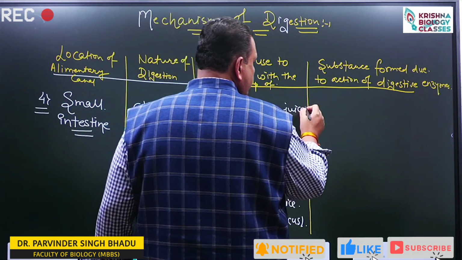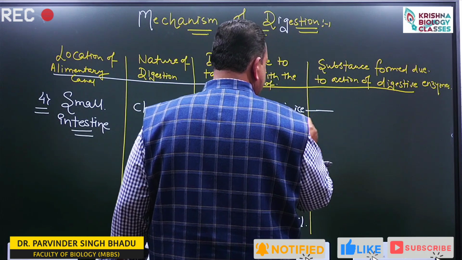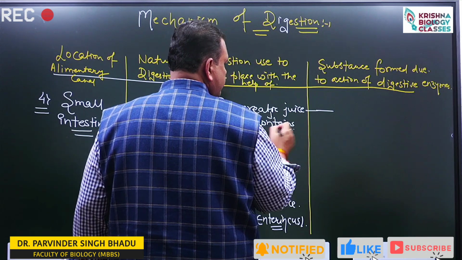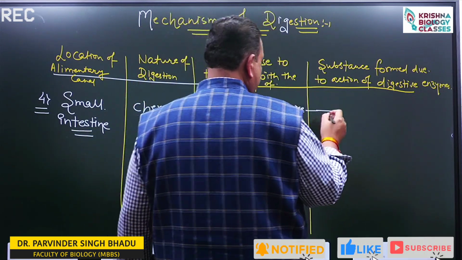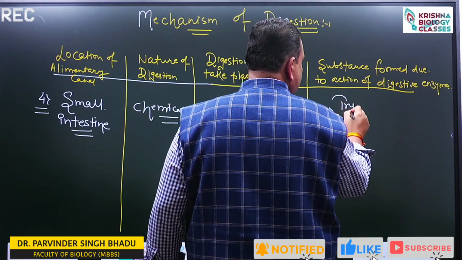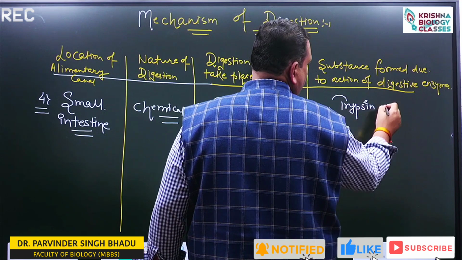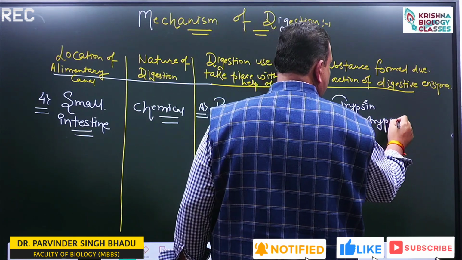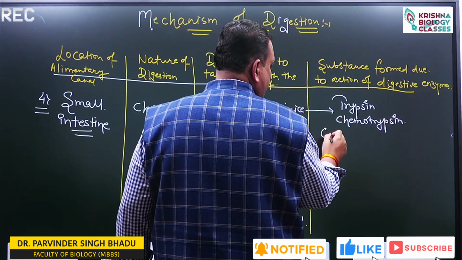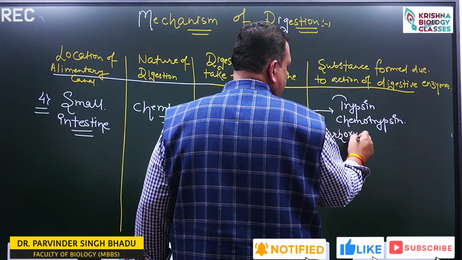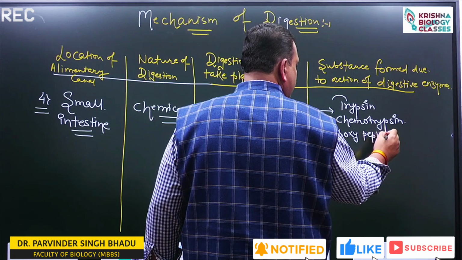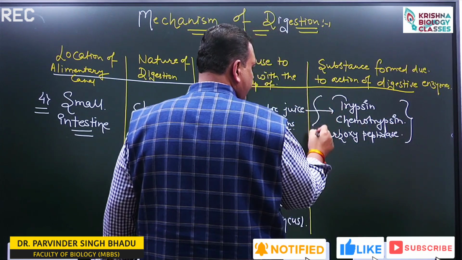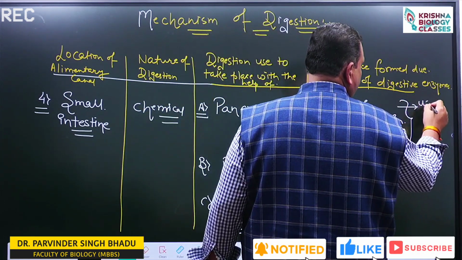This pancreatic juice contains trypsin, chymotrypsin, carboxypeptidase. These three used to act on proteins.